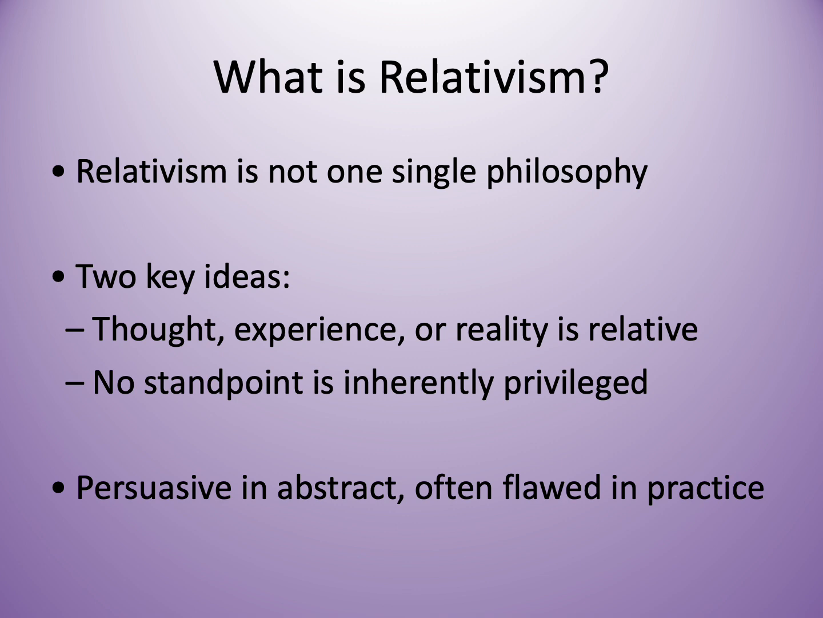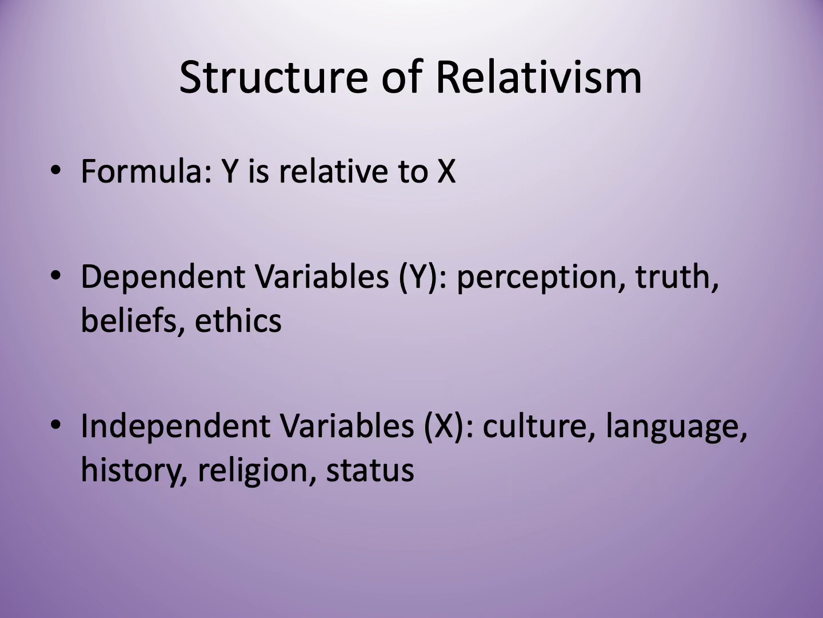What is relativism? Relativism is not a single doctrine, but rather a family of views that share certain themes. According to Kleinman, the two central ideas are that thought, experience, or reality is always relative to something else, and that no single standpoint is inherently privileged over another. Relativistic arguments often sound very persuasive when presented in abstract form, but they tend to become problematic or even trivial when applied to actual situations. For this reason, few philosophers defend relativism directly, but it remains important because many influential thinkers have been associated with it.